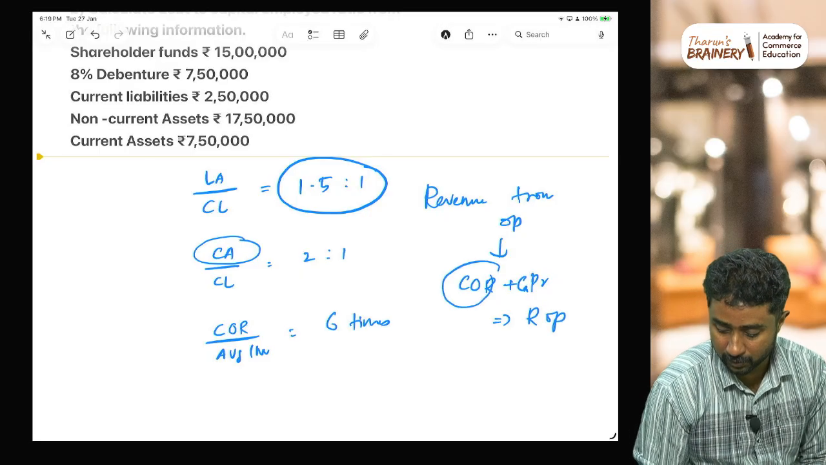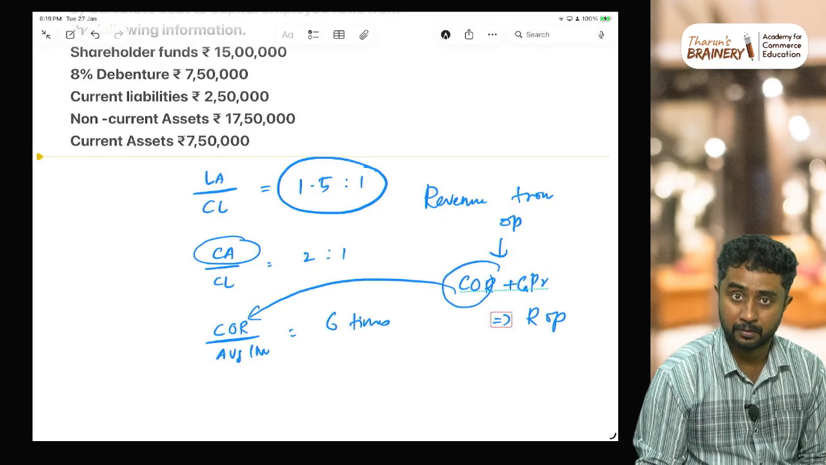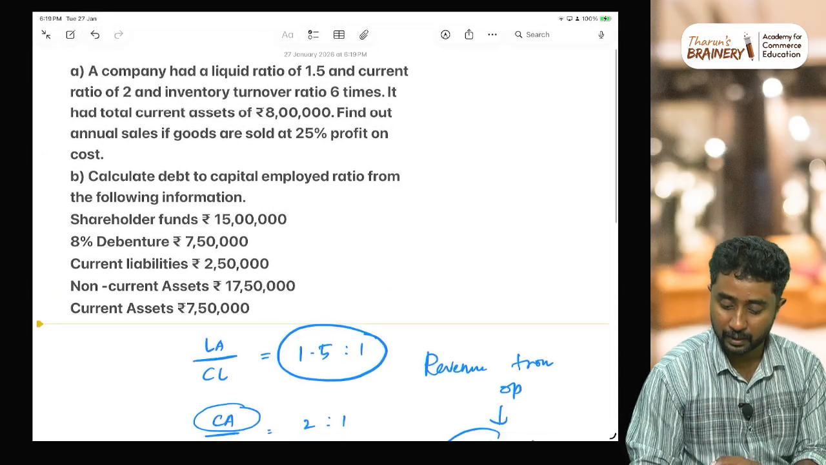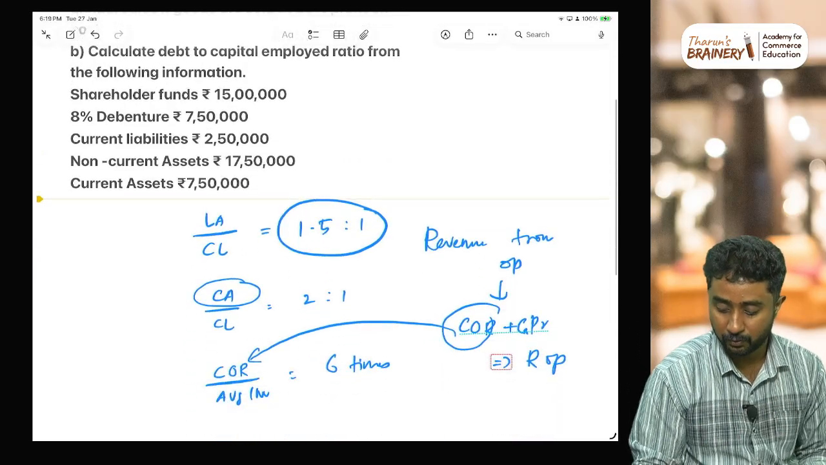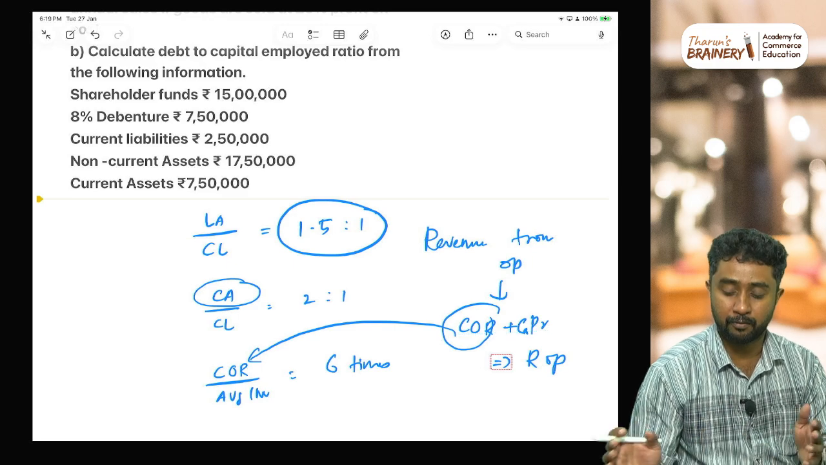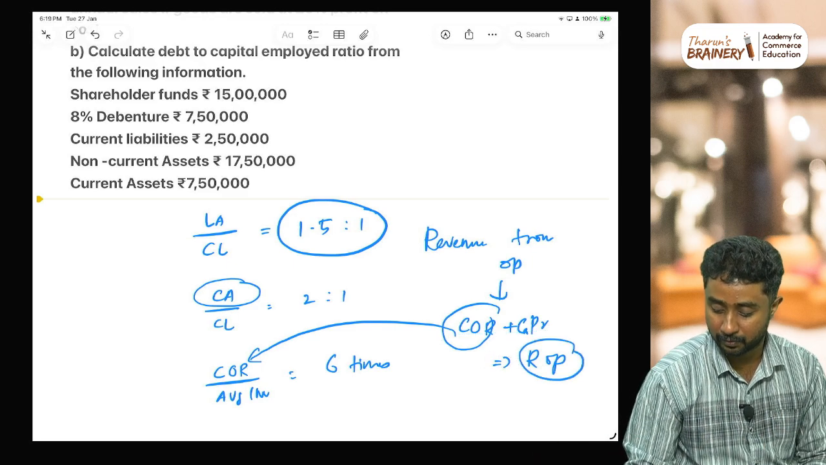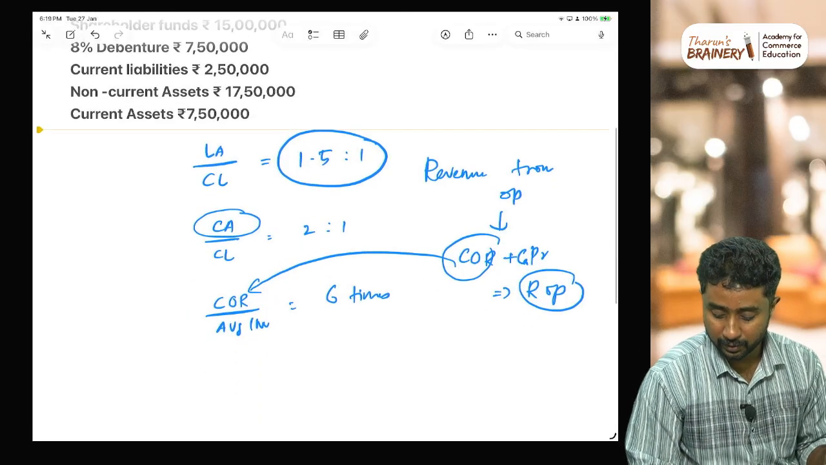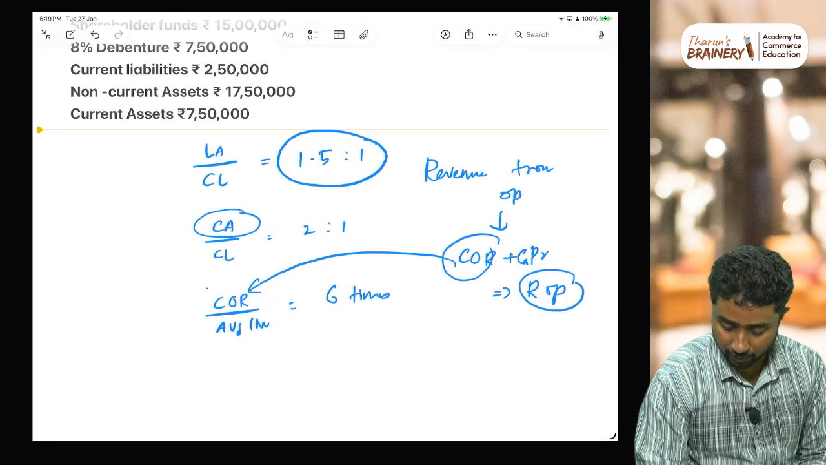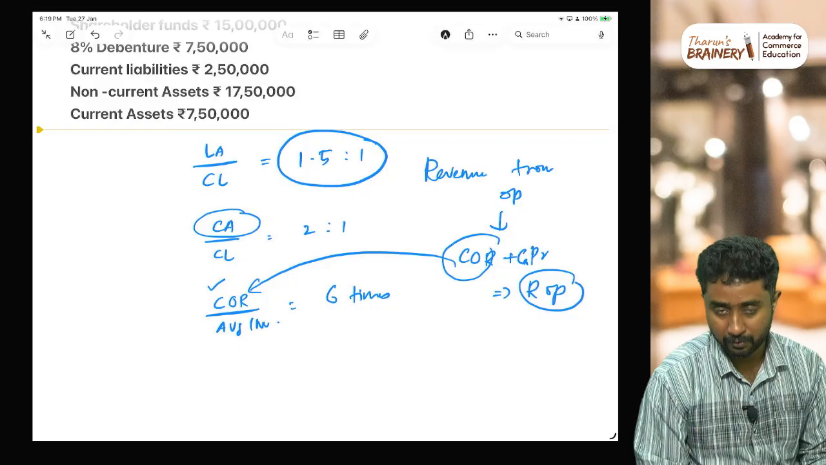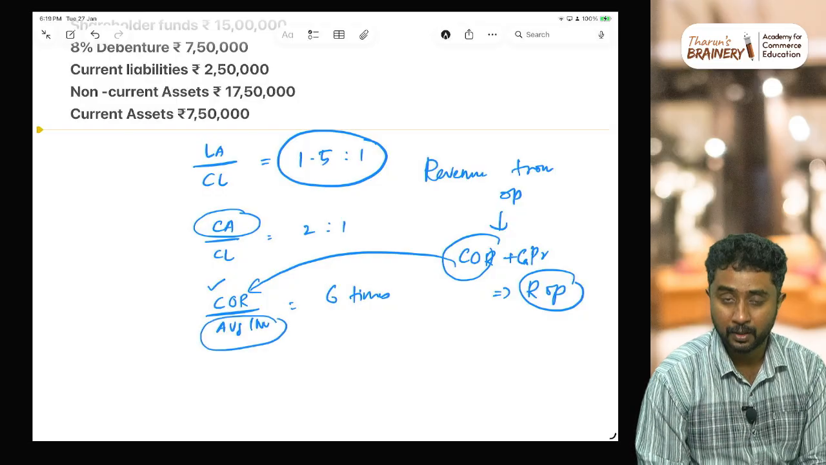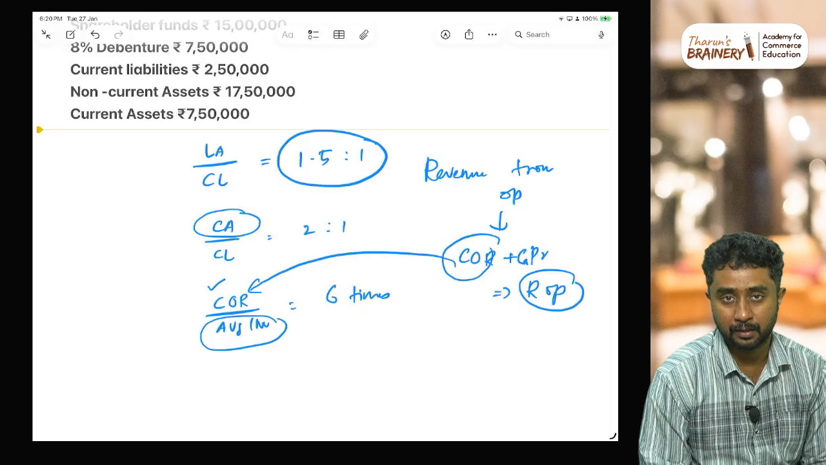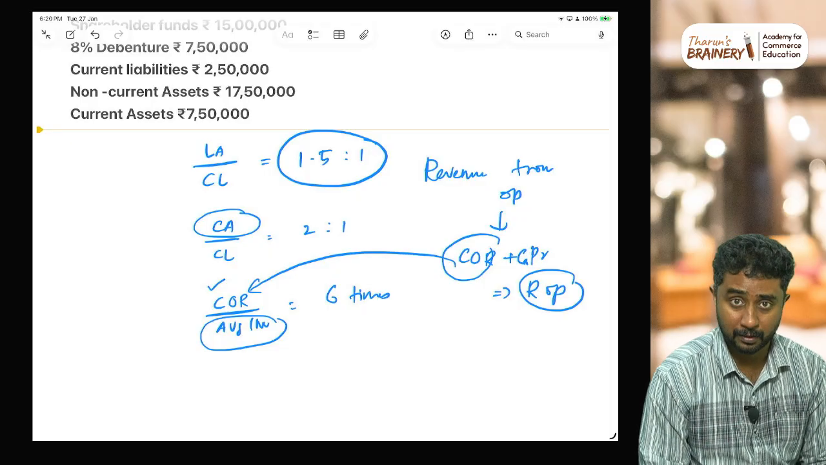Cost of revenue comes in which ratio? Inventory turnover ratio. Next, gross profit, already it is given 25% on cost. So if you know cost of revenue, we can calculate 25% of that and find out the sales value. But in order to reach here, first we need to solve the cost of revenue. In order to find out the cost of revenue, first we need to know the average inventory. Average inventory means opening inventory plus closing inventory divided by 2. That is the formula for average inventory.